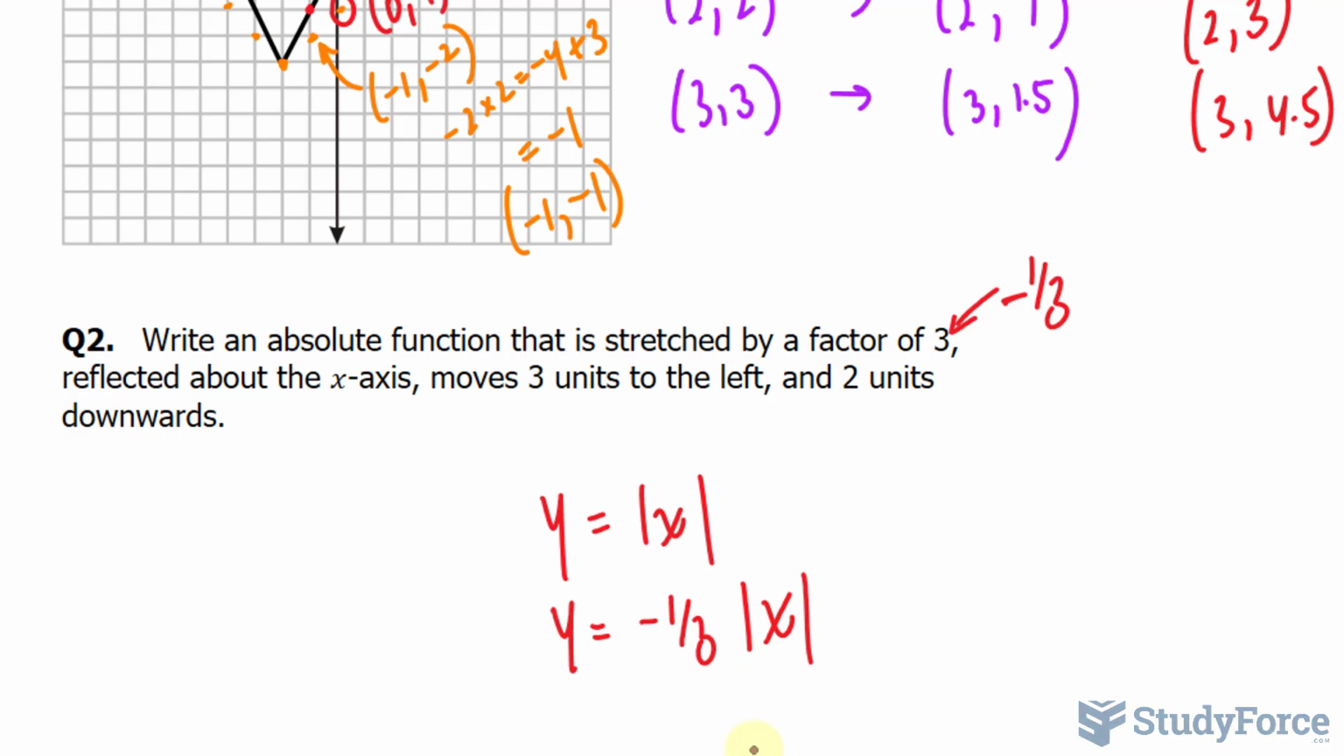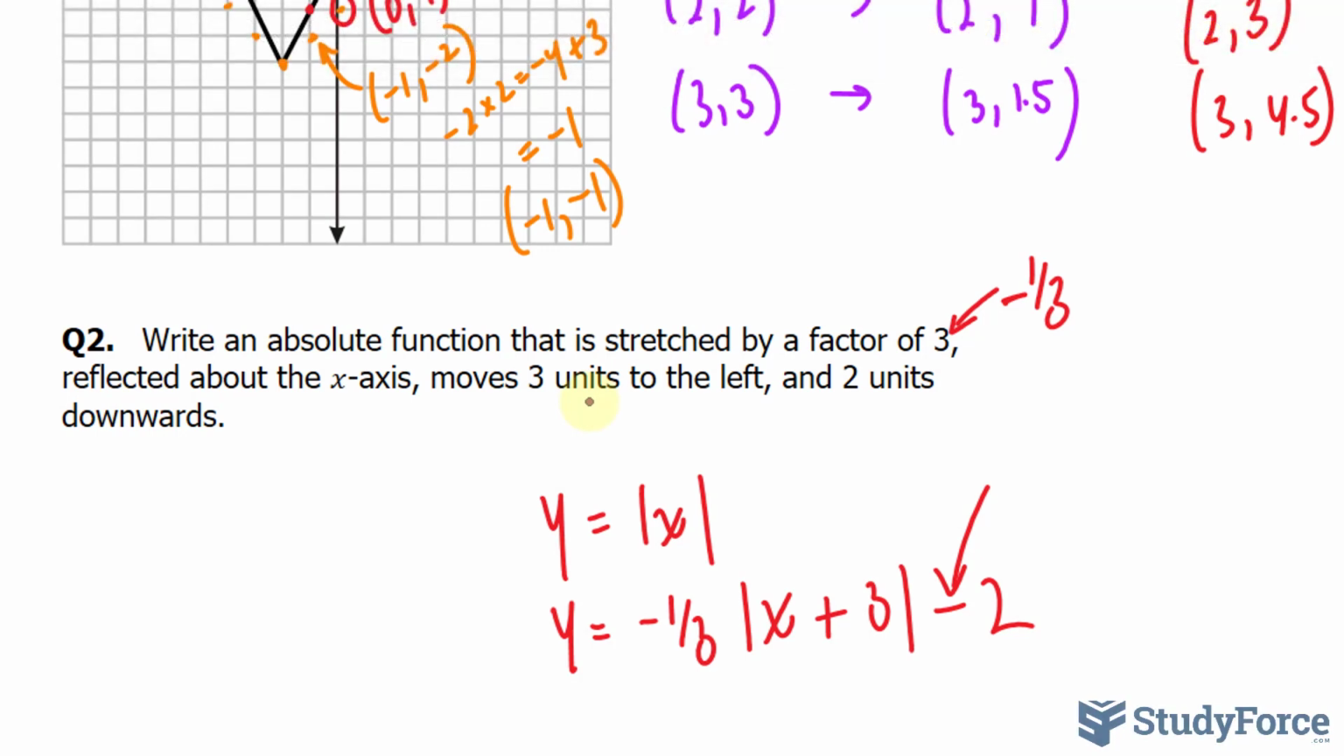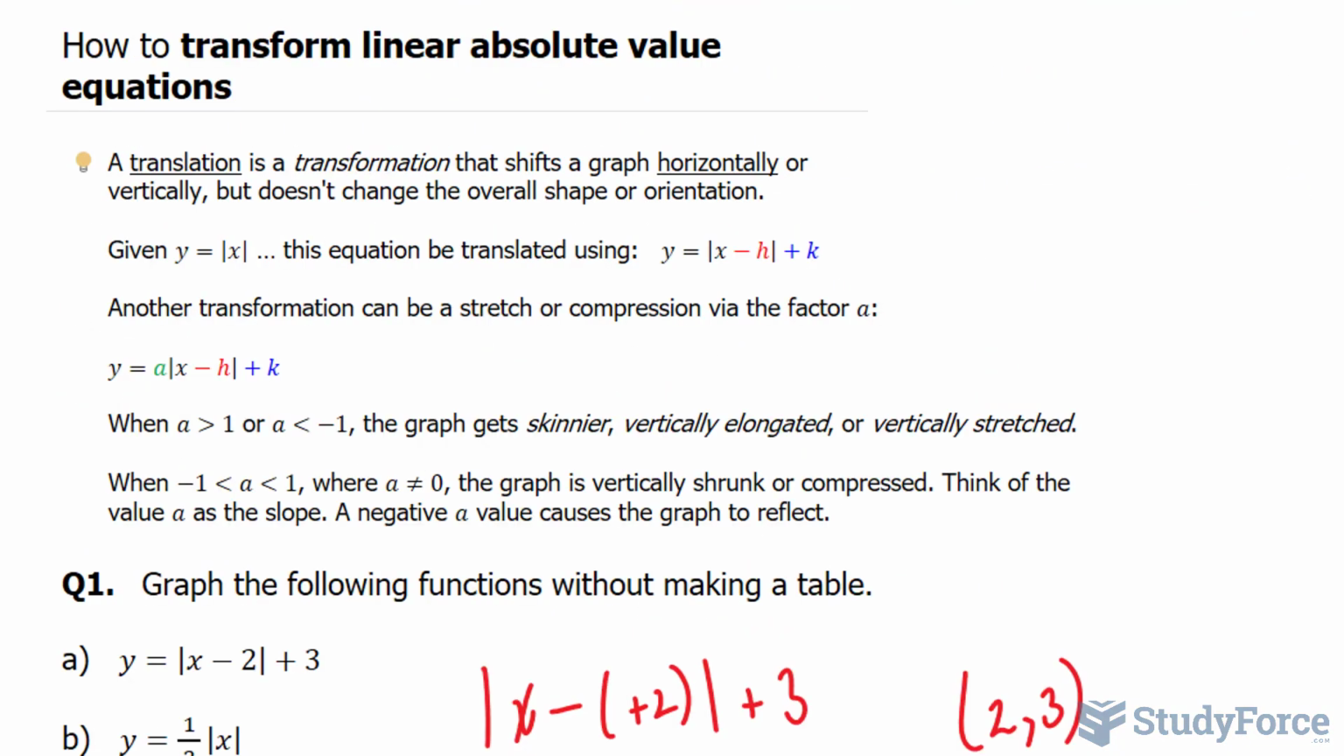Moves 3 units to the left. If it's moving to the left, then we'll say plus 3. And 2 units downwards. The downwards suggests that the k is negative. Another way to interpret this stretch part here is that if it's vertically stretched, then this would be a factor of negative 3. If it's horizontally stretched, then it's negative 1 over 3. That means it's getting fatter, whereas this one is getting skinnier. And there you have it. That is how to transform linear absolute equations.